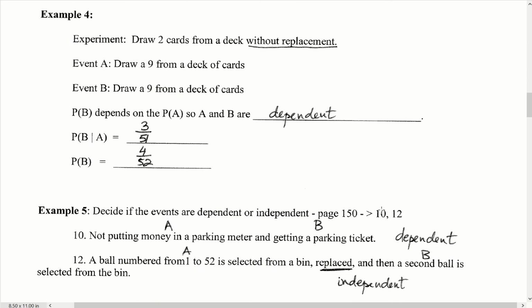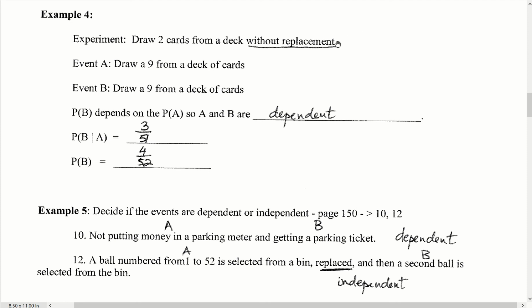Let's take a look at another example. Let's suppose that we draw 2 cards from a deck of cards, and let's suppose that the selection is done without replacement. Let's let event A be that of drawing a 9 on the first pick, and let's let event B be that of drawing a 9 on the second pick. If we want to calculate the probability of B given A, so what is the probability that we pick a second 9 given that we had a 9 on our first selection?